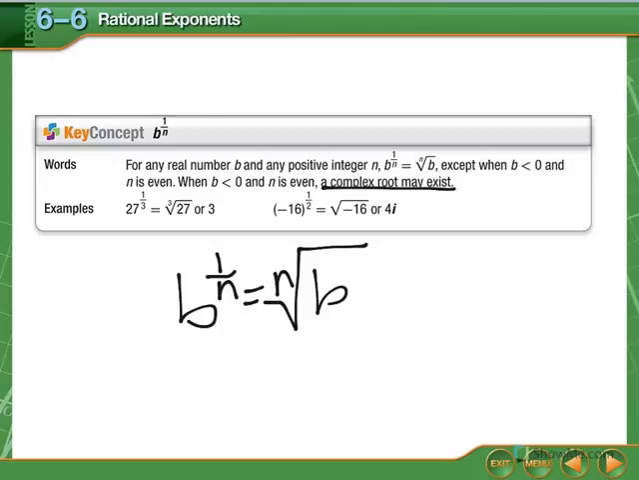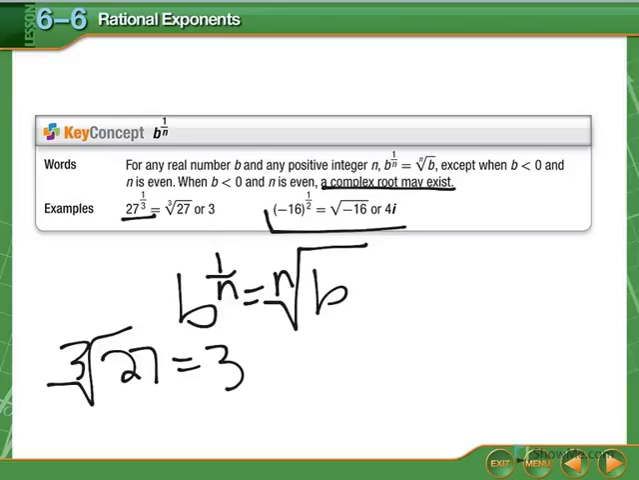For example, 27 to the 1/3 power is the same thing as saying the cube root of 27, which is equal to 3. Here is where we have the negative b value, and our n value right here is even. So I have the square root of negative 16, which gives me a complex root, which is 4i.